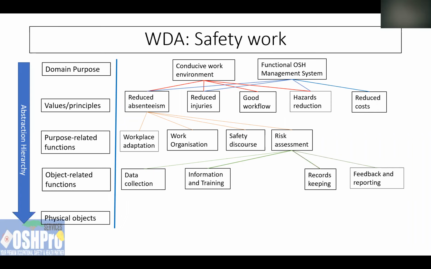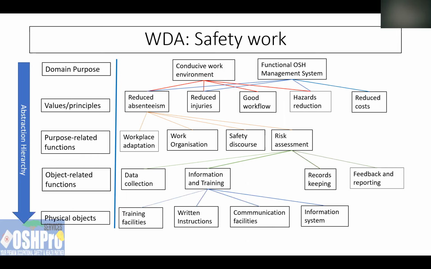So here I've done risk assessment, but we have to do the same for workplace adaptation. What do we need to do to have workplace adaptation? Let's go further down and see what we get in physical objects. We take information and training, for example. What do we need to have if we are going to have information and training? We need training facilities. Maybe we need written instructions that we will go through during the training. We need a system of communication and a system of information so that we can inform as part of the training.